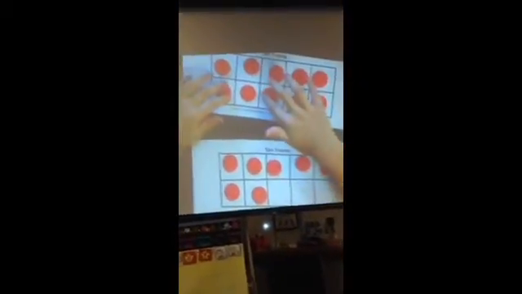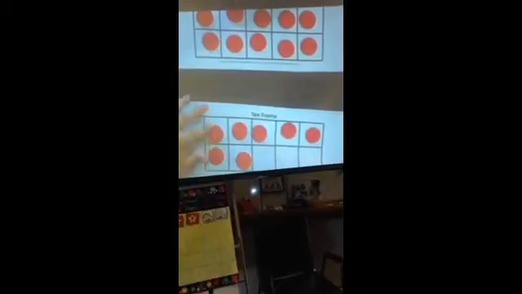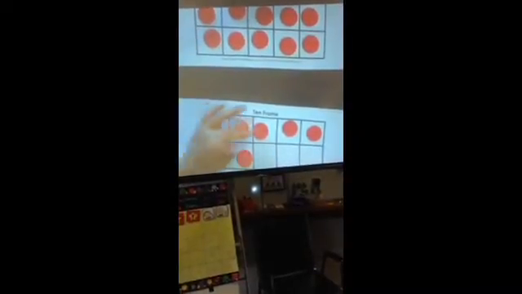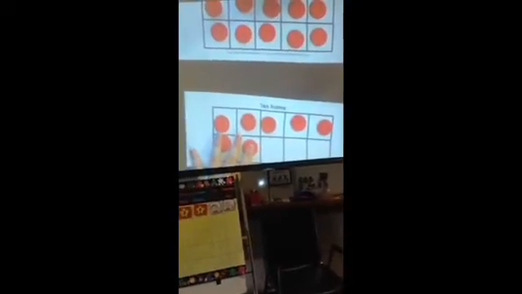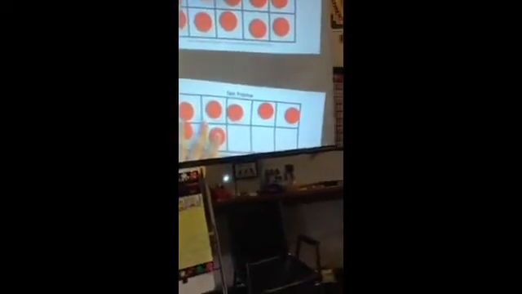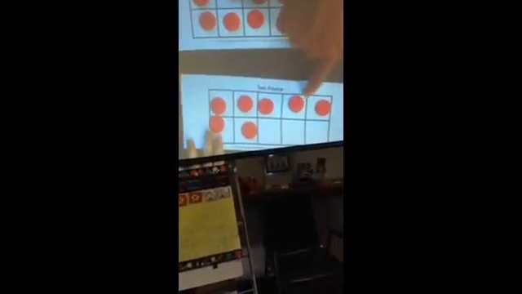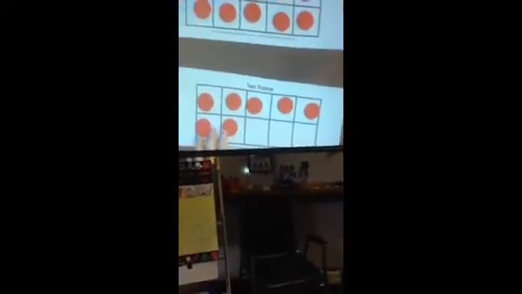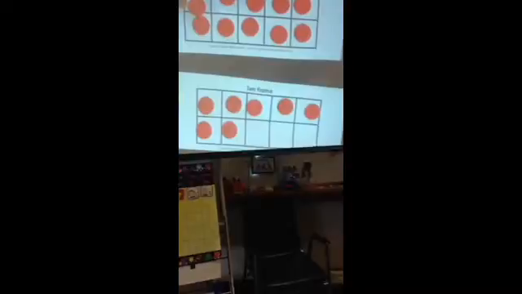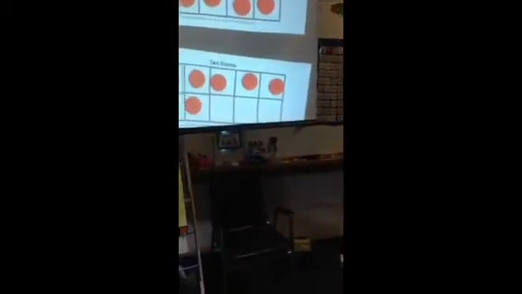First I saw there's 10, and then I counted 10, 11, 12, 13, 14, 15, 16, 17. So 17. And if you look, what is this row here? 5. And then, how many more make 7? 2 more. And 2 more. So you knew your full tens frame was how many? 10, and then 7 more made 17.